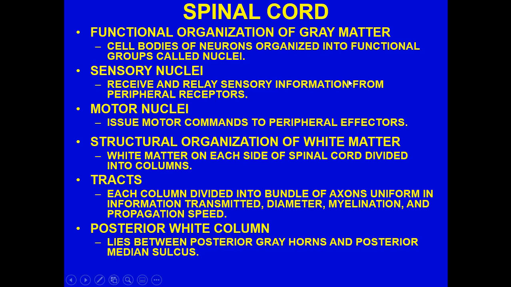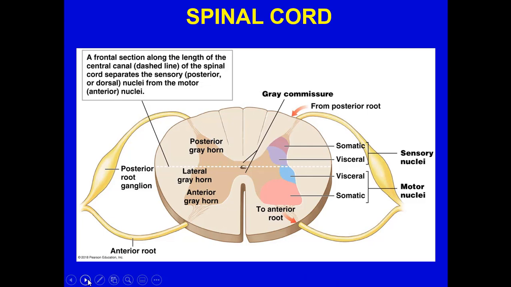Now, the posterior white column lies between the posterior gray horns and the posterior median sulcus. So here are the structures that we see here. We have, of course, the posterior root that brings in sensory information, both somatic and visceral.